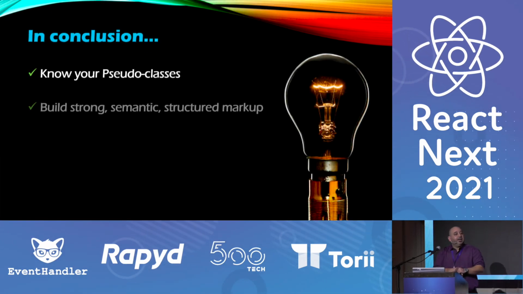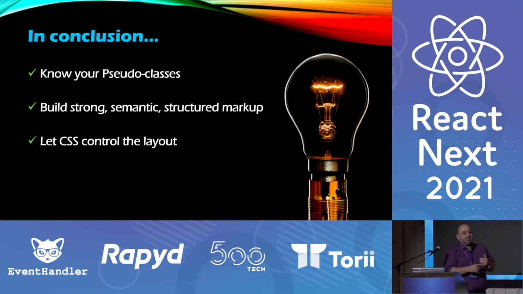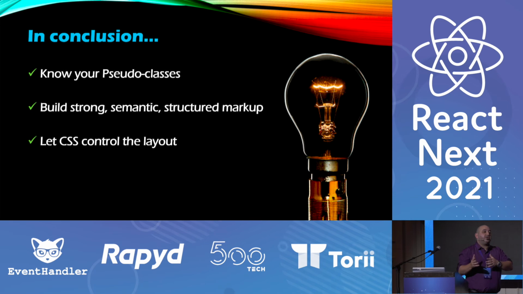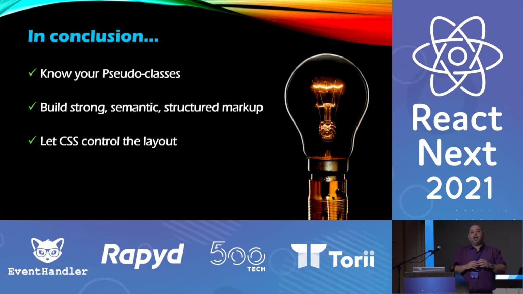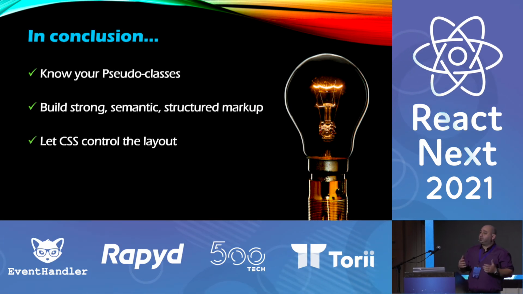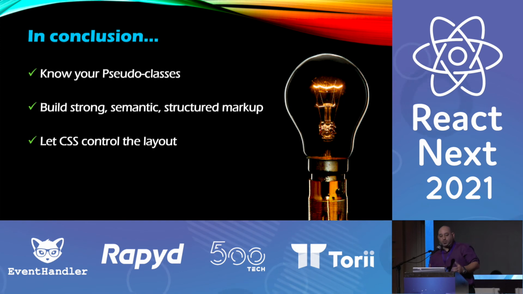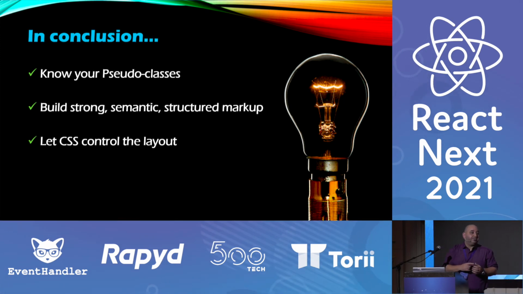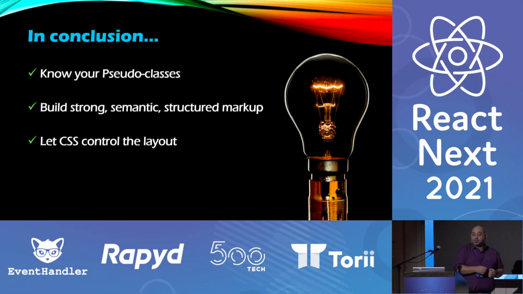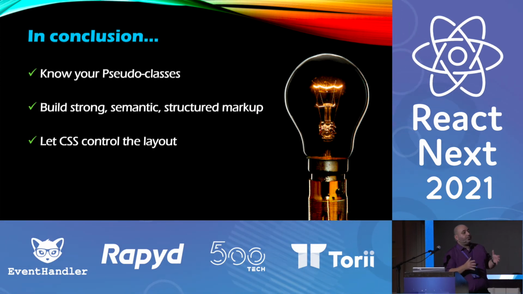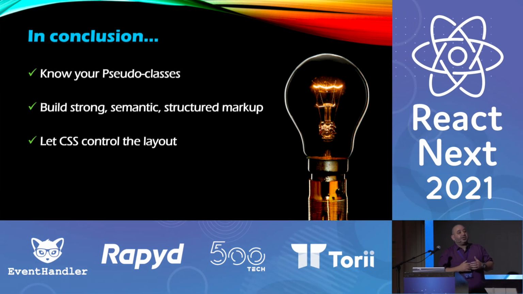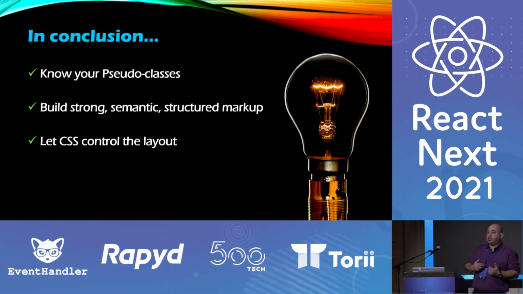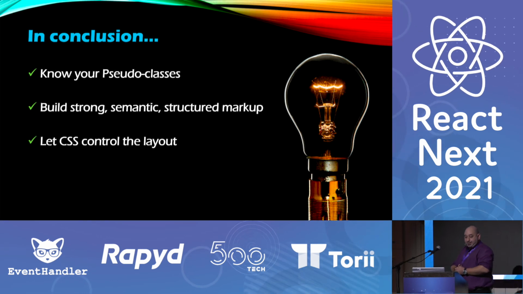In conclusion, first of all, the most important thing: use more CSS, and if you want to use CSS properly, know your pseudo classes. There are a lot of pseudo classes. I don't know them all, but you should know that there are a lot of them, and you should know some of them, what they are doing. The other thing is build strong semantic and structured markup. If you build your markup correctly, it will make your life easier because you can control everything. You can let the CSS control the layout, and then you don't have to change the markup while you're changing the layouts.